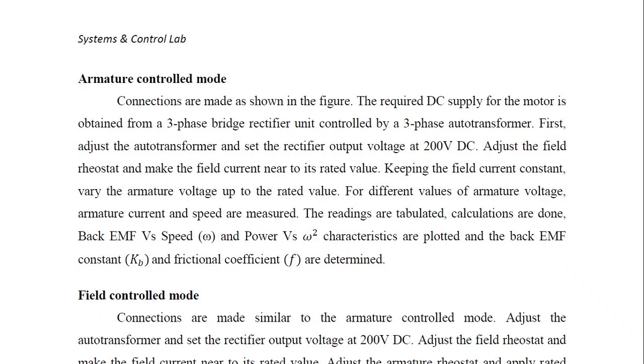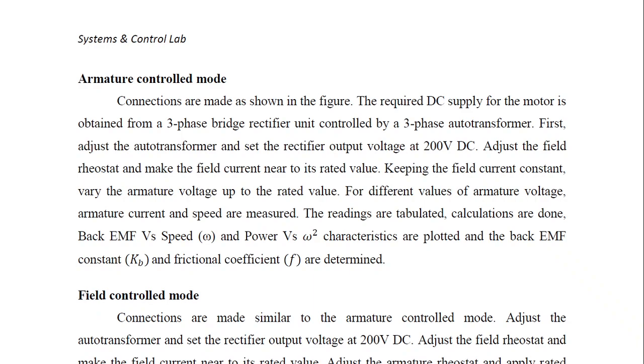Okay, and then by keeping the field current constant in the armature controlled mode, we will vary the armature voltage, that is VA, up to the rated value by varying the armature rheostat. And for different values of armature voltage, we will note down the armature current and speed. Okay, and we will measure the speed by using a tachometer.